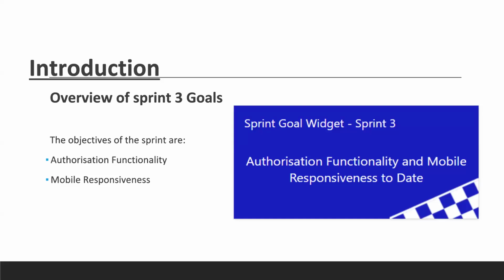Okay, introduction. This is an overview of the Sprint 3 goals. The objectives of the sprint are: one, authorization functionality, and two, mobile responsiveness.